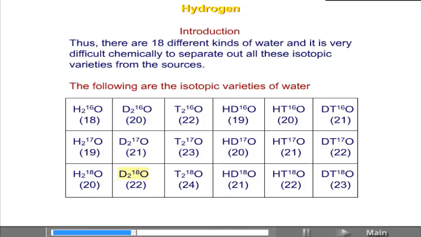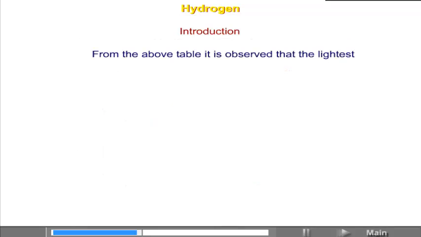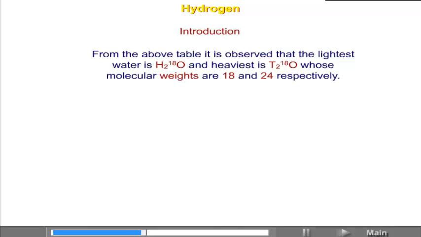H2 18O, D2 18O, T2 18O, HD 18O, HT 18O, DT 18O, 20, 22, 24, 21, 22, 23. From the above table, it is observed that the lightest water is H2 18O and heaviest is T2 18O, whose molecular weights are 18 and 24 respectively.